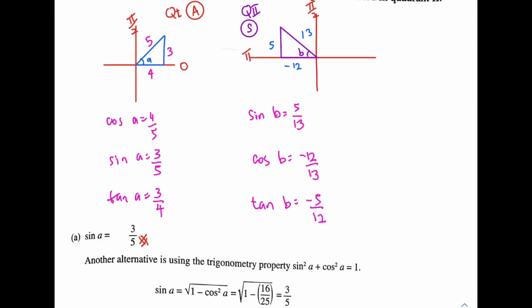So let's see question A. It asks us for sine A, so straight away we can get the answer here, which is 3 over 5. Alternatively, we can also use our trigo identities, sine square A plus cos square A equal to 1. So we can rearrange to get sine A from here. It is square root of 1 minus cos square A. So just fill in the value of cos A here and square it. And just use your calculator, we can get the same answer. It is 3 over 5.